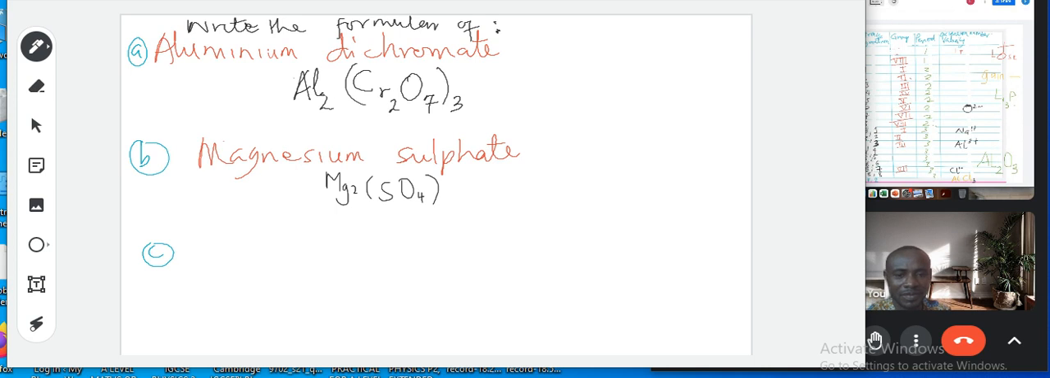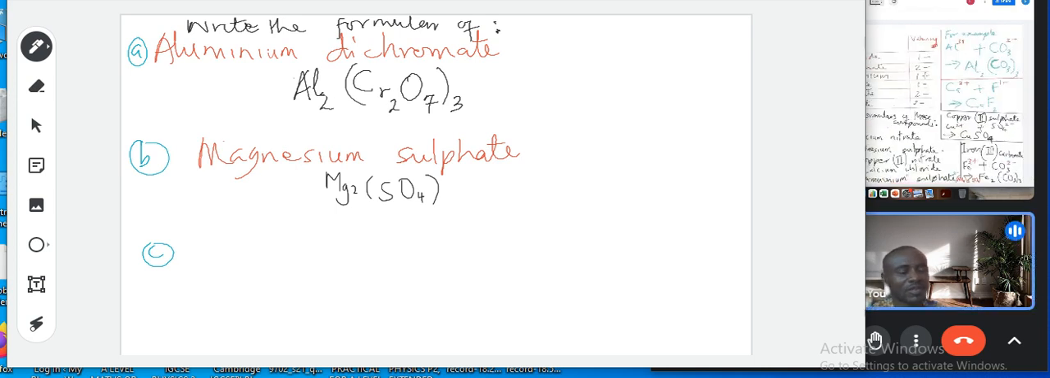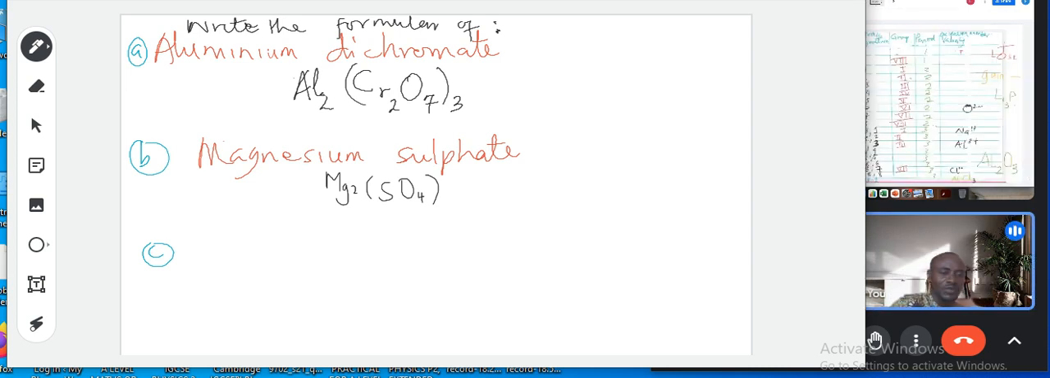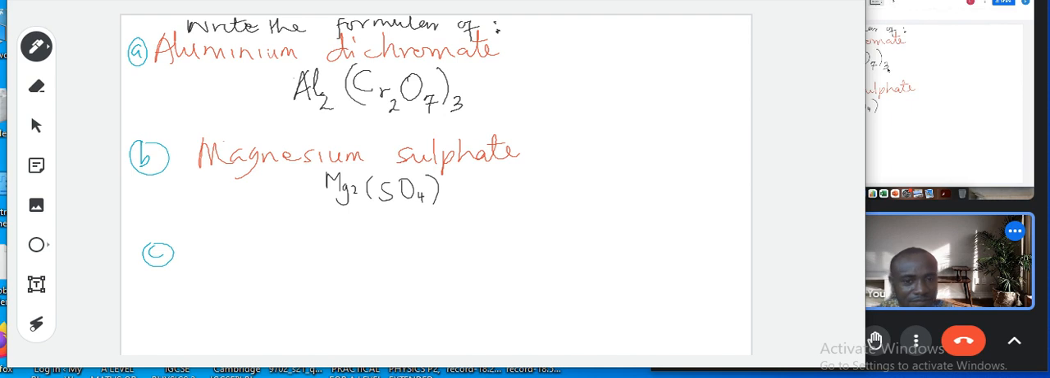Is magnesium 3+? Magnesium is in group 2. You have your periodic table, so you can easily tell their valencies from their groups. Magnesium is in group 2, so magnesium is 2 plus.